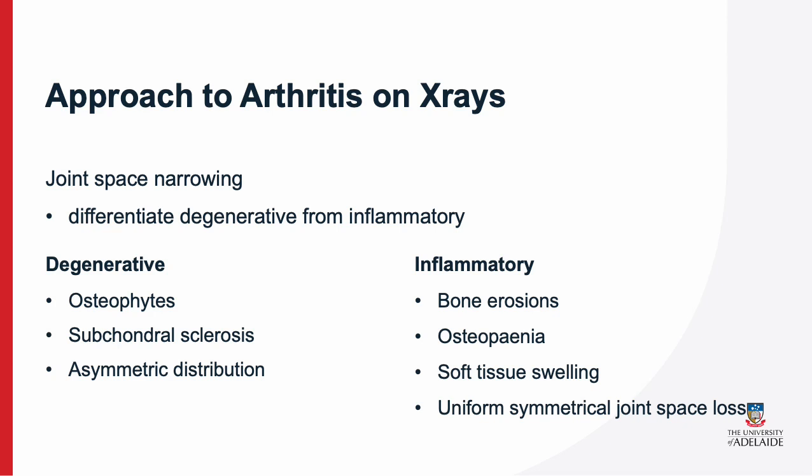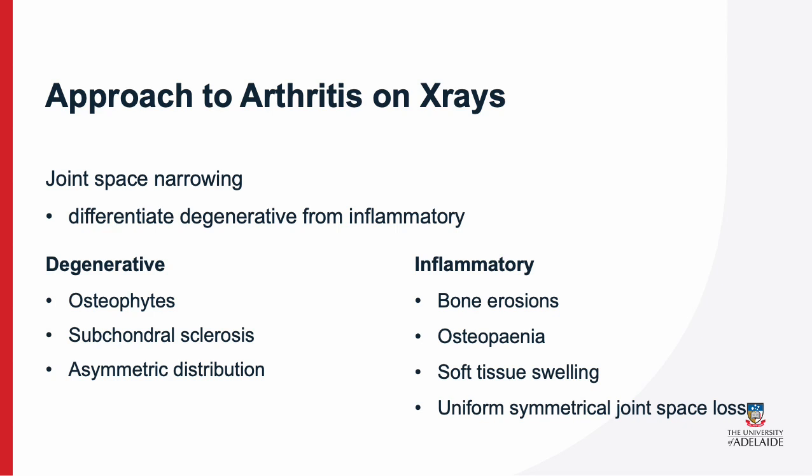So when you see joint space narrowing, it's important to ascertain whether this is from a degenerative process or an inflammatory process. And you're looking for classic X-ray features to support either one. With degenerative joint space narrowing, there's usually associated osteophytes, subchondral sclerosis, and usually there's an asymmetric distribution within the joint, as opposed to inflammatory arthritis causing the joint space narrowing.